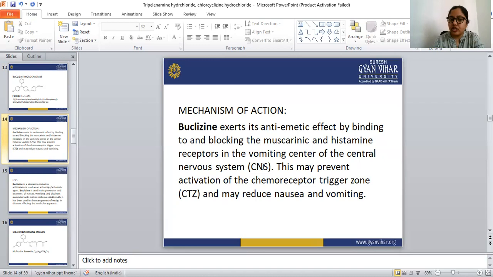This blocking of the muscarinic and histaminic receptors prevents activation of the chemoreceptor trigger zone, that is CTZ, and may reduce nausea and vomiting. So this is the way buclizine acts in our body. Buclizine blocks the muscarinic and histaminic receptors in the vomiting center of the CNS, and that prevents the activation of the chemoreceptor trigger zone, and that reduces nausea and vomiting. So this is the mechanism of action of buclizine.